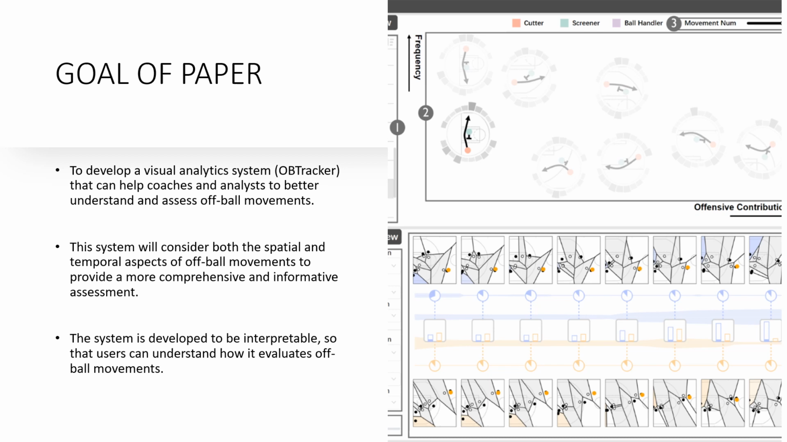The goal of the paper is hence basically to develop a visual analytics system which analyzes off-ball movements of a player, considering both spatial and temporal aspects of it, and hence it helps the coaches of a game or analysts of a game or other users of a game to better understand and assess the off-ball movements and how they are helping the game. The visual analytics system given in the paper is called OBTracker, which we can see in the image on the right side of the current slide, which basically shows all the off-ball movements, and hence it analyzes the different aspects of off-ball movements.